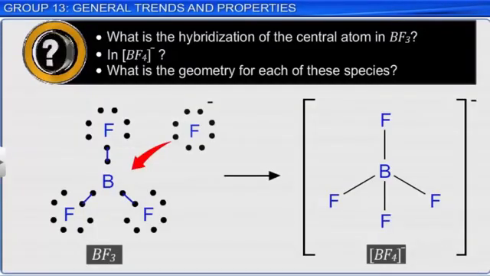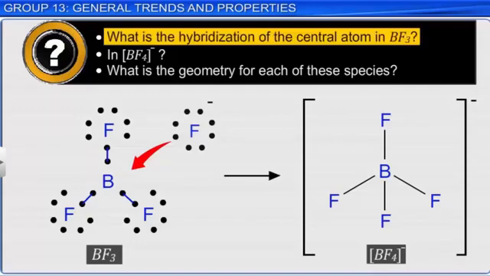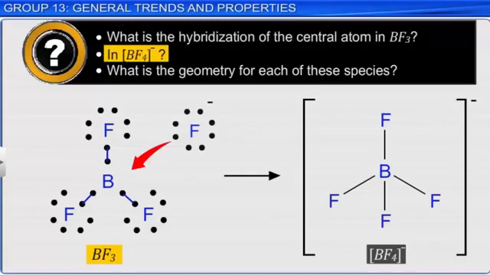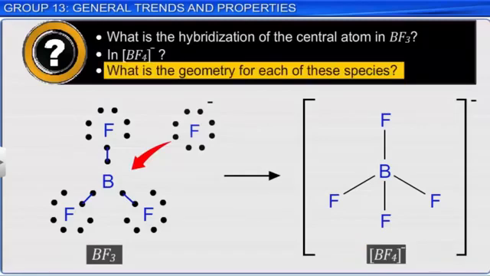Try to answer these questions on your own before checking the answer. What is the hybridization of the central atom in BF3, shown on the left? And for BF4 minus, the product in this reaction. What is the geometry for each of these species?